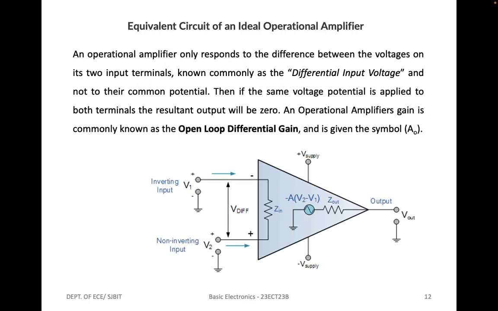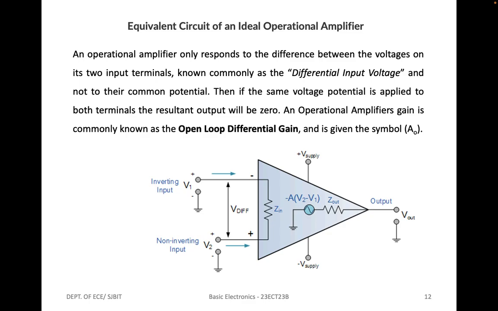This diagram shows the equivalent circuit of an ideal operational amplifier. An operational amplifier only responds to the difference between the voltages on its two input terminals, commonly known as the differential input voltage, and not to their common potential. If the same voltage potential is applied at both terminals, the resultant output will be zero. An operational amplifier's gain is commonly known as the open loop differential gain, and it is given by the symbol A0.